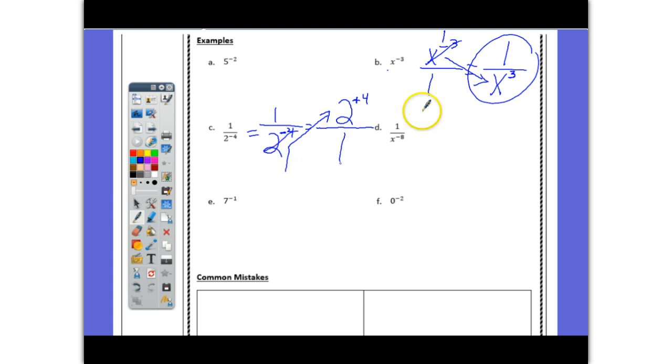So I have 2 to the 4th power all over 1, which equals, what's 2 times 2 times 2 times 2? 16. So I have 16 over 1, which I would accept, or better yet, just 16.